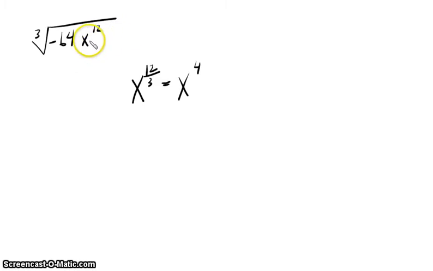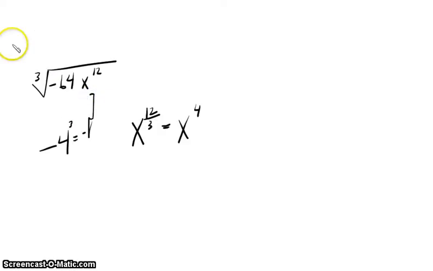So again, we can break this up. The first thing I want to look at is this. When I'm looking at the cube root of negative 64, I'm asking myself, what number can I multiply by itself 3 times to get negative 64? And the answer is negative 4. Negative 4 cubed equals negative 64. So the final answer is negative 4x to the fourth.